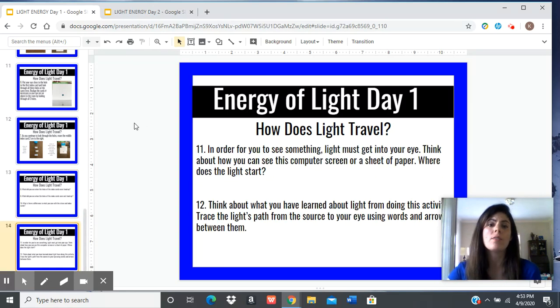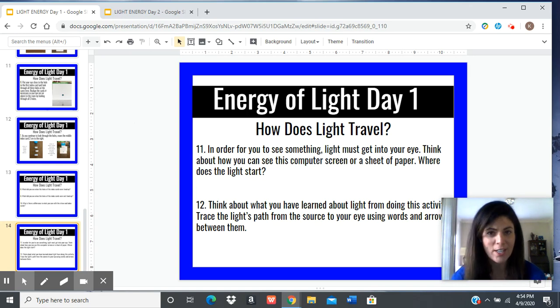And 11 and 12, in order for you to see something, light must get into your eye. Think about how you can see this computer screen or a sheet of paper. Where does the light start? And number 12, think about what you have learned about light from doing this activity. Trace the light's path from the source to your eye using words and arrows between them.